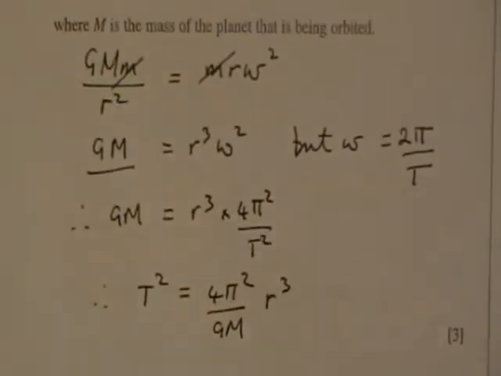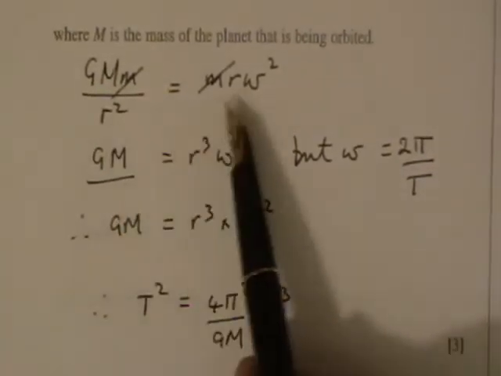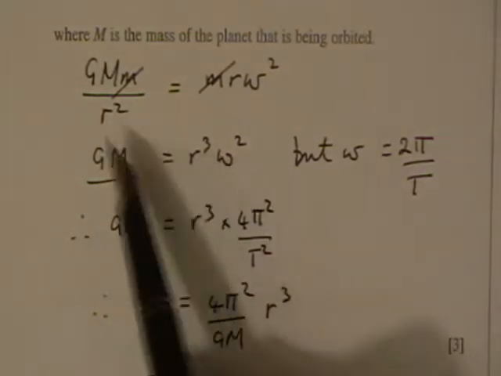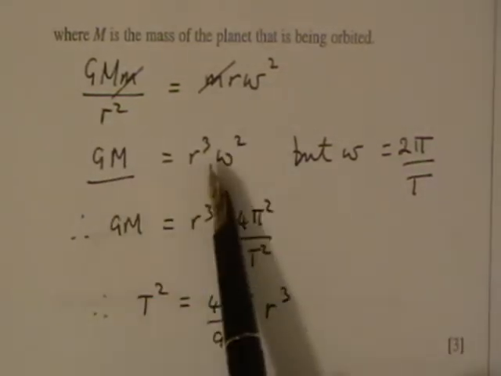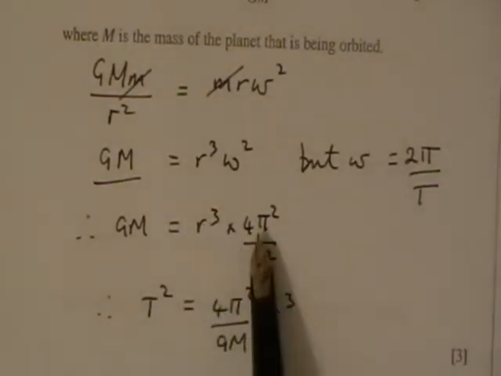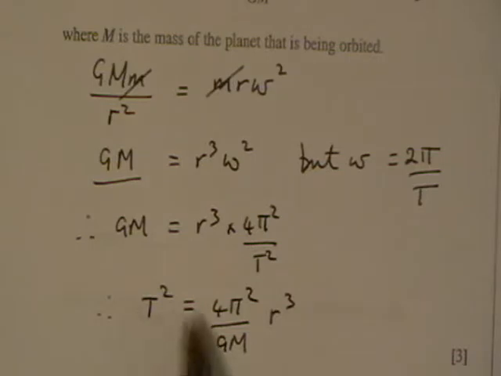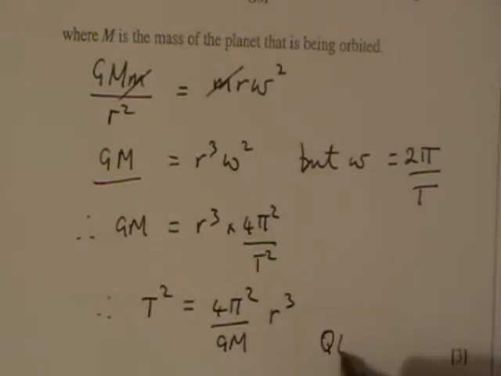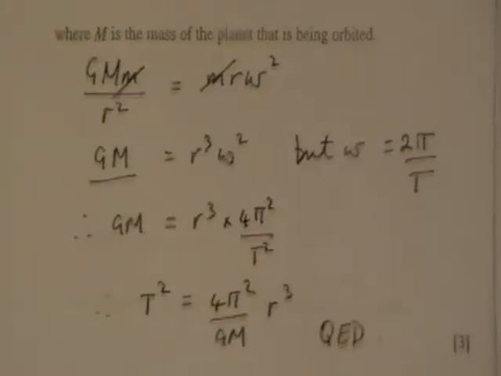Okay, so GMm over r squared equal to mr omega squared. The m's cancel and then multiplied up across by the r squared to become r cubed. GM equals r cubed omega squared, but omega equals 2 pi over T. Therefore GM is equal to r cubed times 2 pi over T all squared. It's 4 pi squared over T squared. Multiply up the T squared, divide across by the GM, and we get T squared equals 4 pi squared over GM times r cubed. And that's what we were looking for, QED.